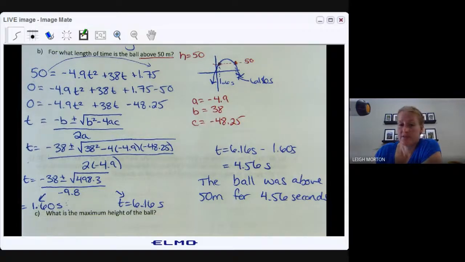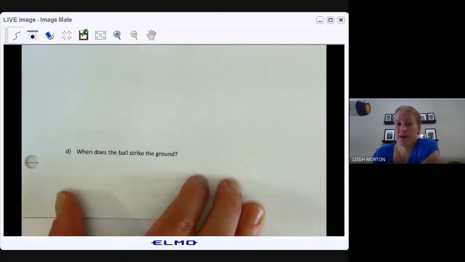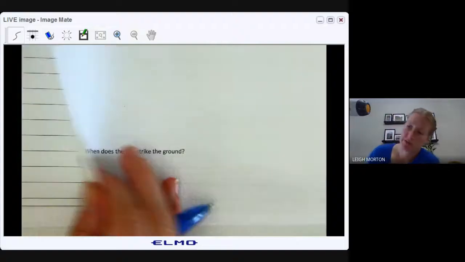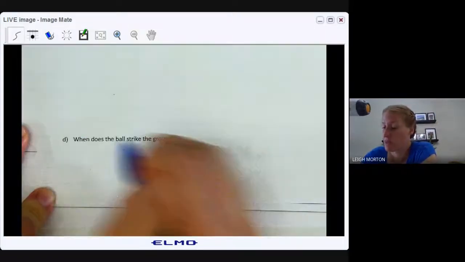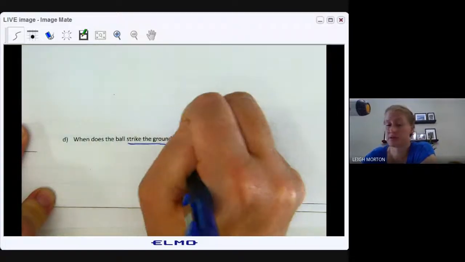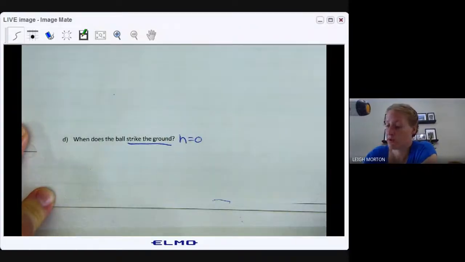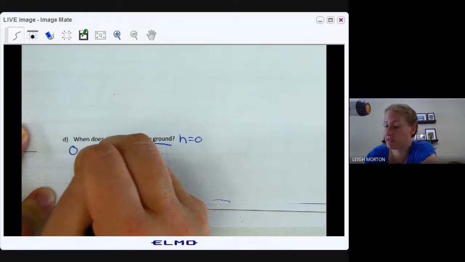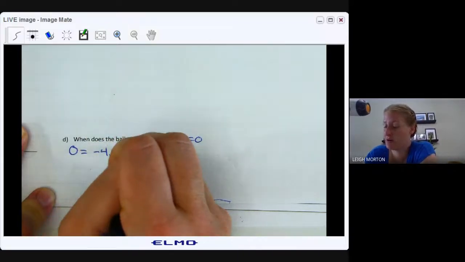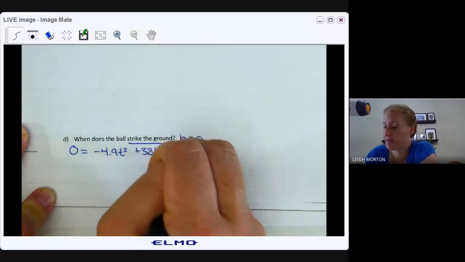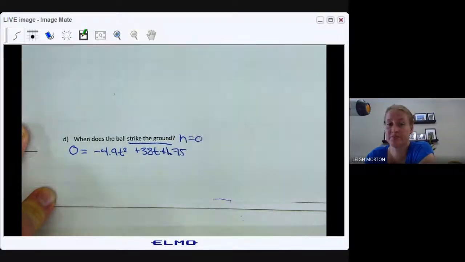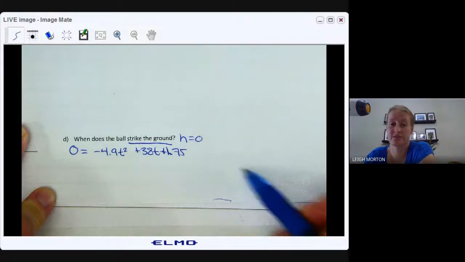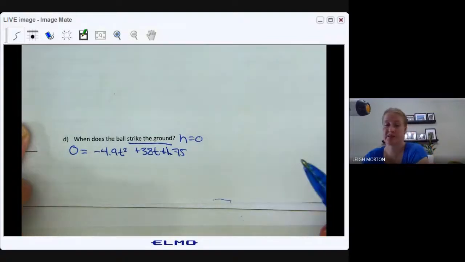I want to skip C for a moment and go to D first. When does the ball strike the ground? Unfortunately, we lost some space here, we're going to run out of it. So when the ball strikes the ground, that's when height is 0. So if I go to my original equation of 0 equals negative 4.9t squared plus 38t plus 1.75, and I have it equal to 0, solve for t here. So again, do the quadratic formula.